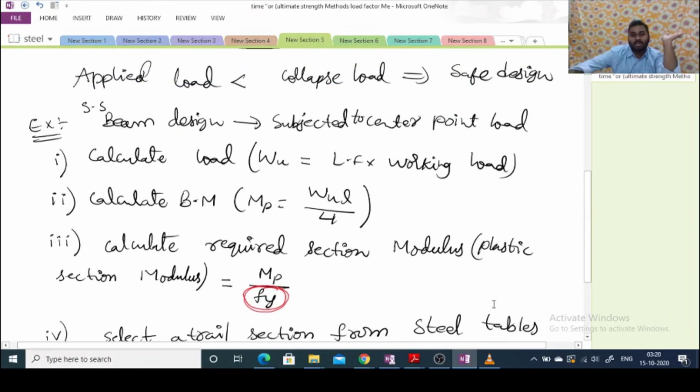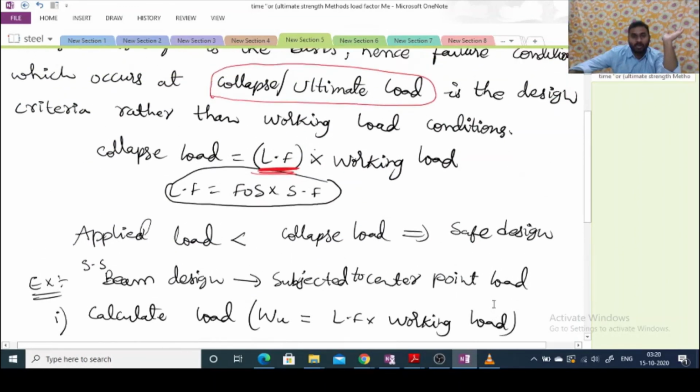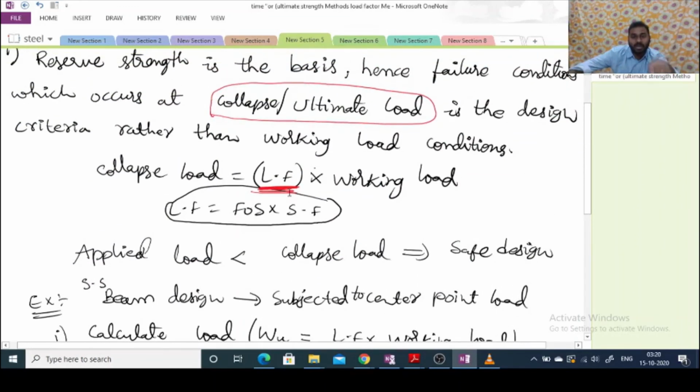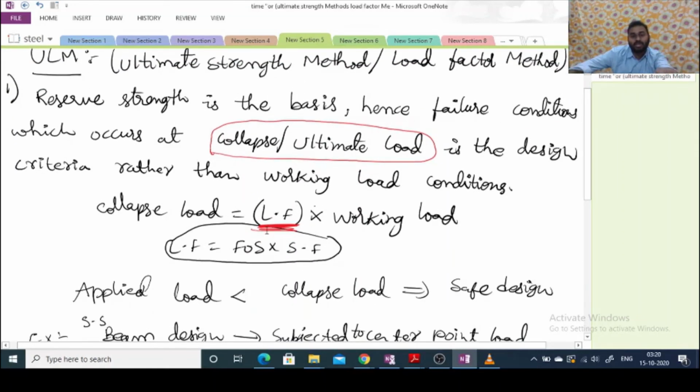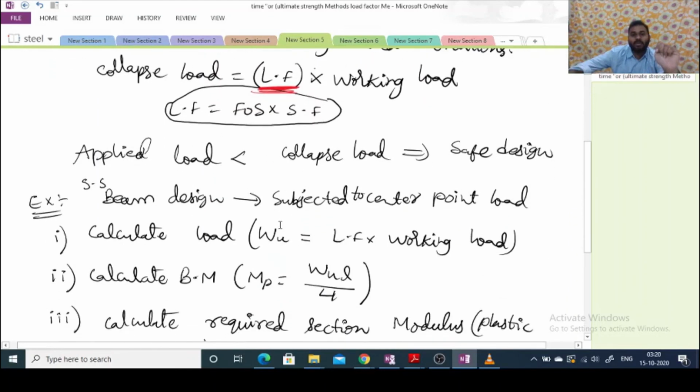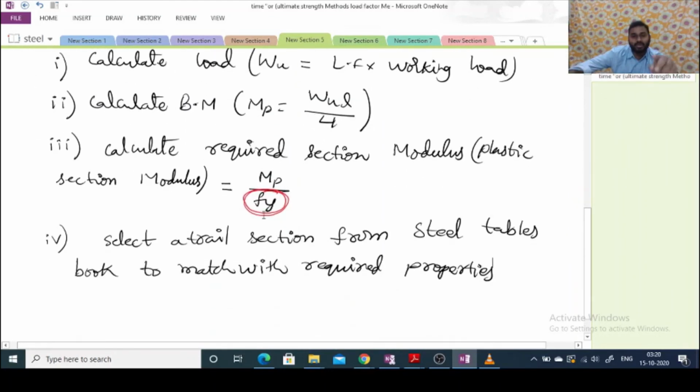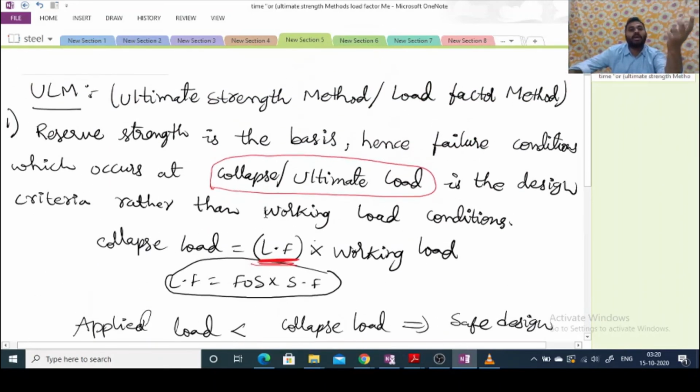Is that clear? Once again I repeat, the most important point should be noted here. For load, there exists a factor of safety which is called the load factor. Hence, this method is also called the load factor method. So for load, there is a factor of safety called the load factor, and for material, there is no factor of safety. Simply, we are going to use material strength or stress. So this is about the first point of the ultimate load method.